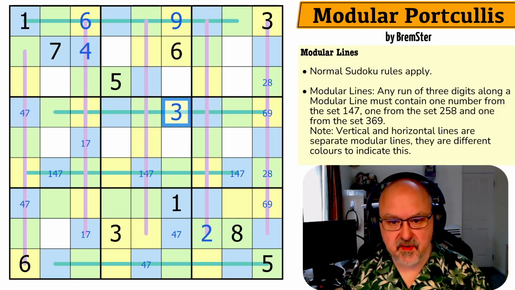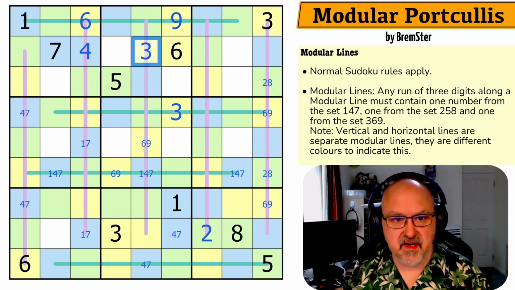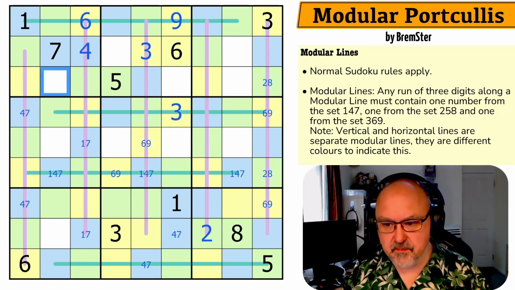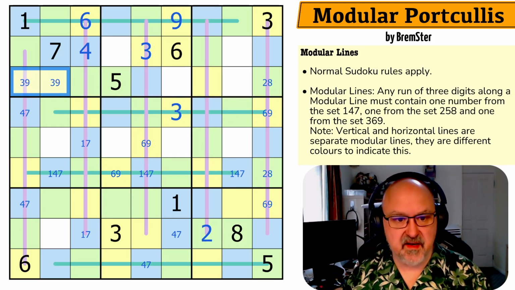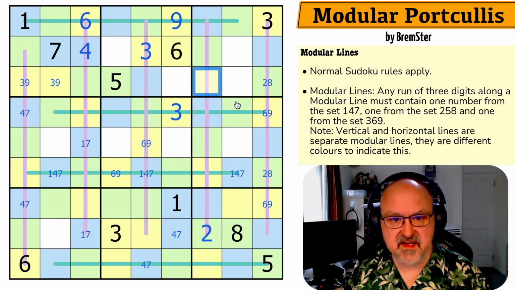This is a 3 because it's all that's left for that yellow. These are now 6 and 9. This is a 3. This is yellow to complete the box. These are 3 and 9. So this now has to be the 6 because it's the only yellow that's left.